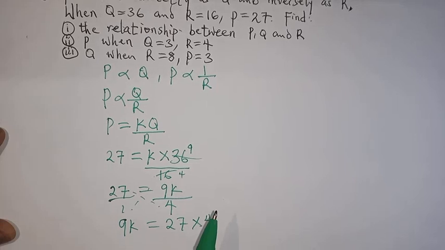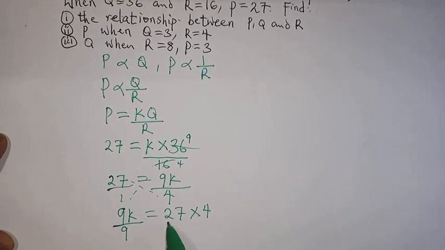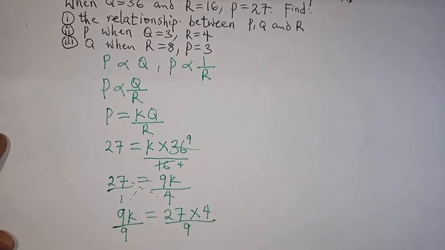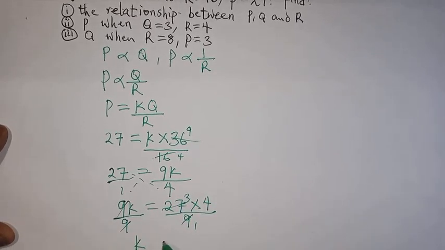Now I'm going to have to divide through by the coefficient of K, which is 9. 9 here, 9 here. So this 9 cancels out. 9 here 1, 9 here 3. So K, which is the constant, is simply equal to 3 times 4, which is 12. So that's the value for K.